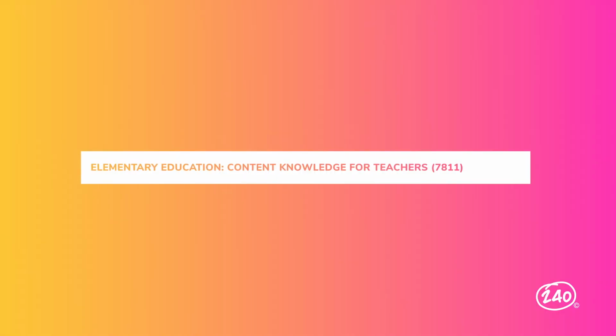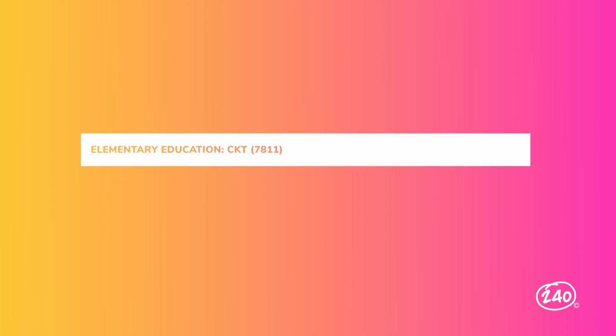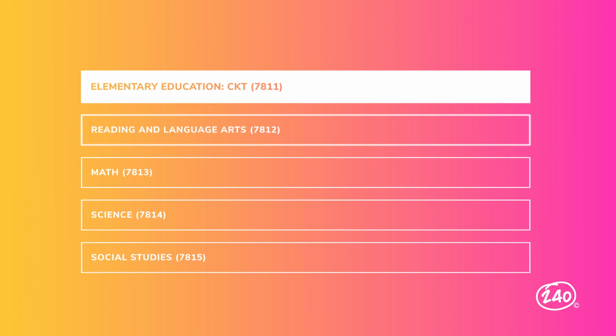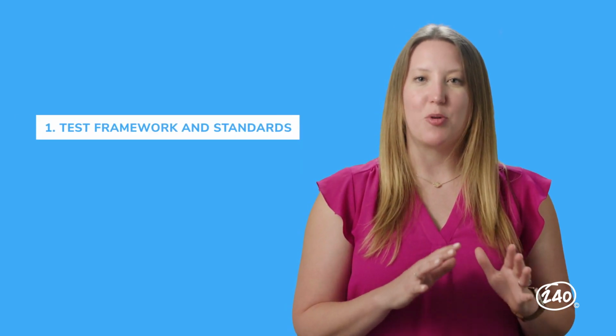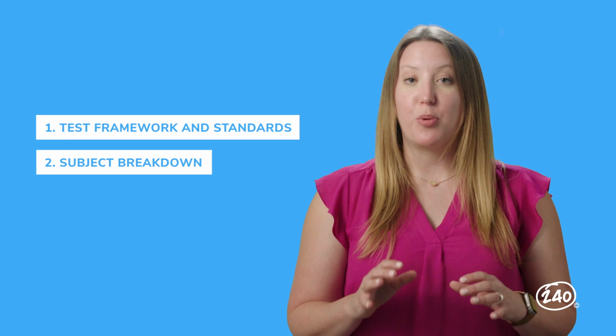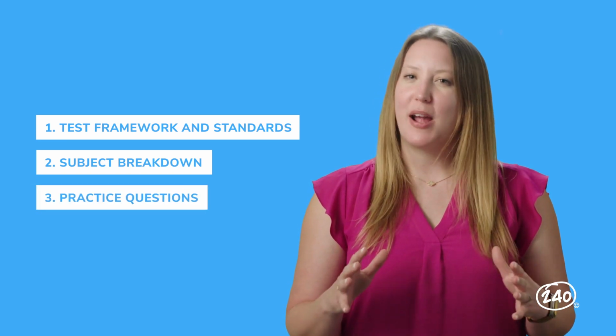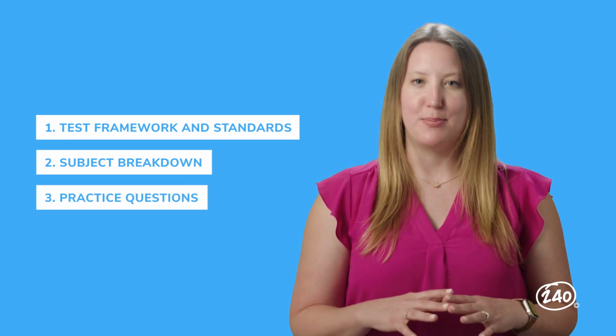This video is going to explain a little bit about the Elementary Education Content Knowledge for Teaching exam, commonly called the CKT for short. And while many people refer to the CKT as a whole, it's actually made up of 4 smaller subtests: Reading and Language Arts, Math, Science, and Social Studies. All right, this video is going to cover 3 things: the framework of the test and summary of its standards, the subject breakdown of the exam, and a few practice questions to illustrate these concepts.